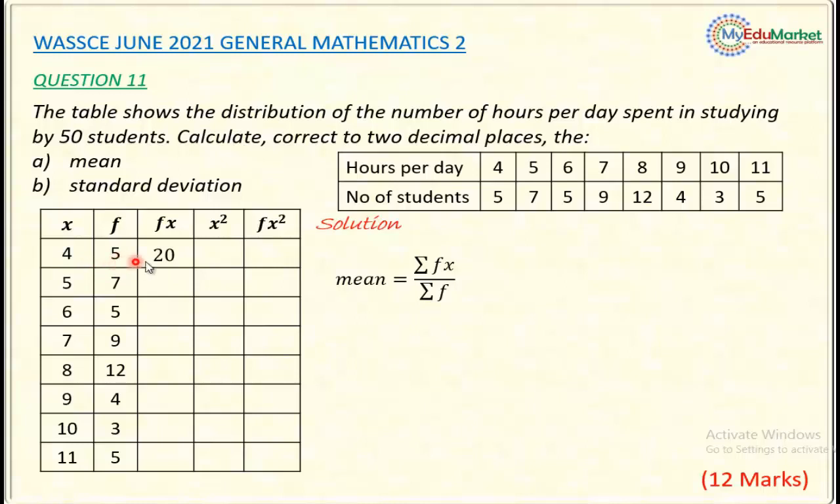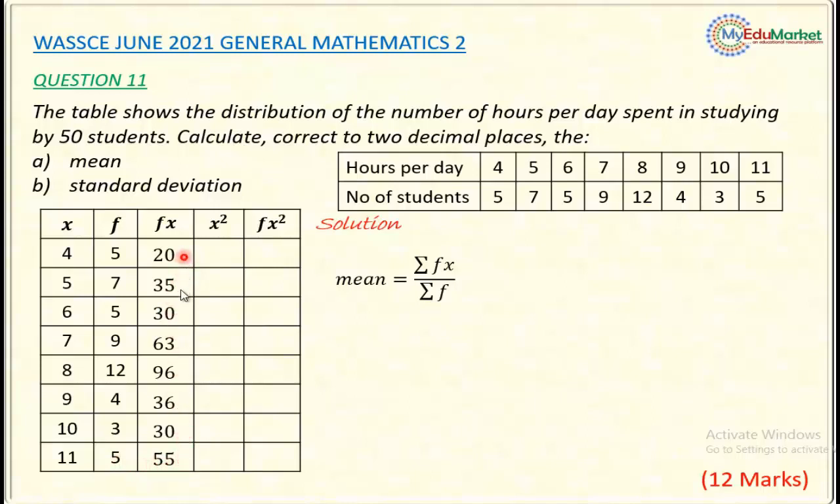So 4 times 5 is 20. Next, 5 times 7, that will be 35. Next is 6 times 5, that is going to be 30. Next, 7 times 9 is going to be 63. Next, 8 times 12 is going to be 96. Next is 9 times 4, that will be 36. Next is 10 times 3, that will be 30. And the last is 11 multiplied by 5, that is going to be 55.